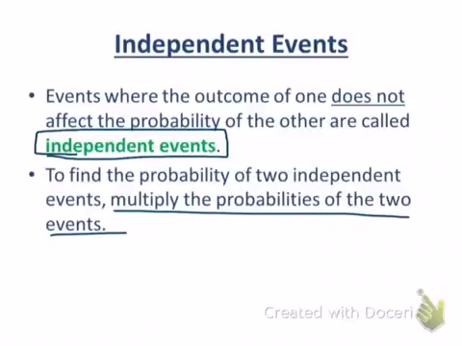So if we reverse this, what would the definition of dependent events be? This is looking ahead, but what would dependent events be? Yeah, it's 2 events where the outcome of one event does affect the probability of the other one. And we've done things like this before, so you guys are going to be good with this.